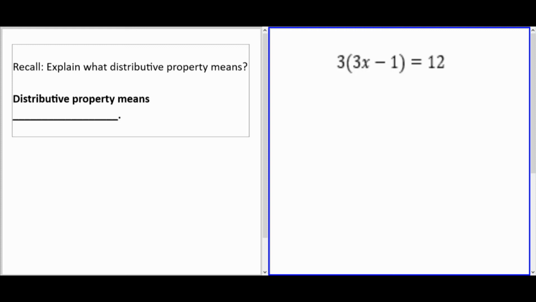Okay, before we do the next two problems, I want to review with you the distributive property. So the distributive property, take a second and think, refers to what operation? Addition, subtraction, multiplication, or division? Which of those four does the distributive property refer to?